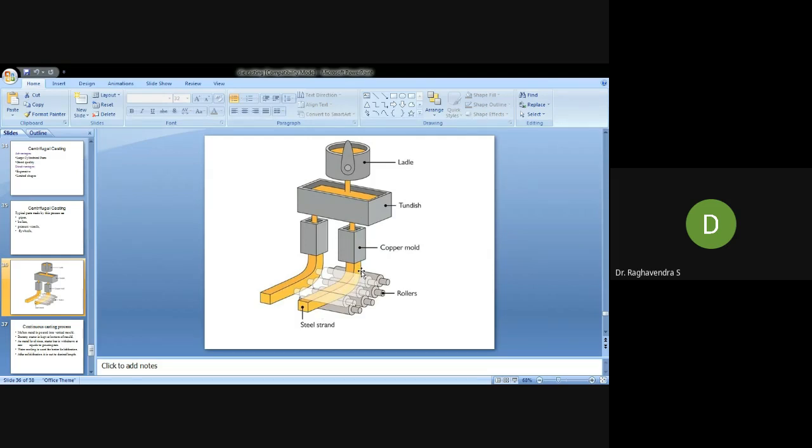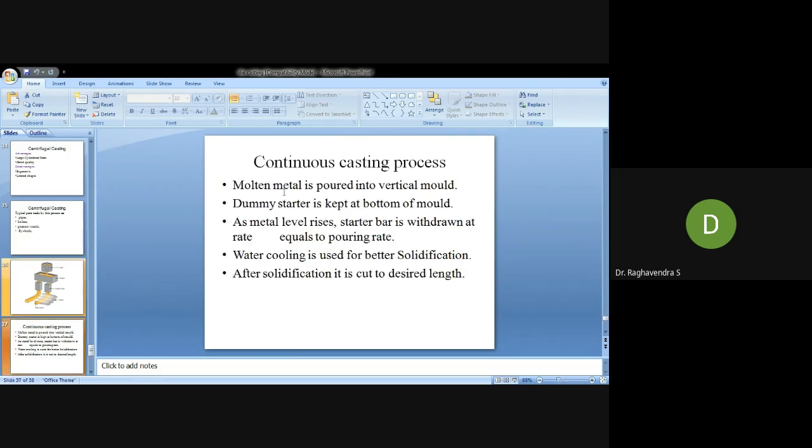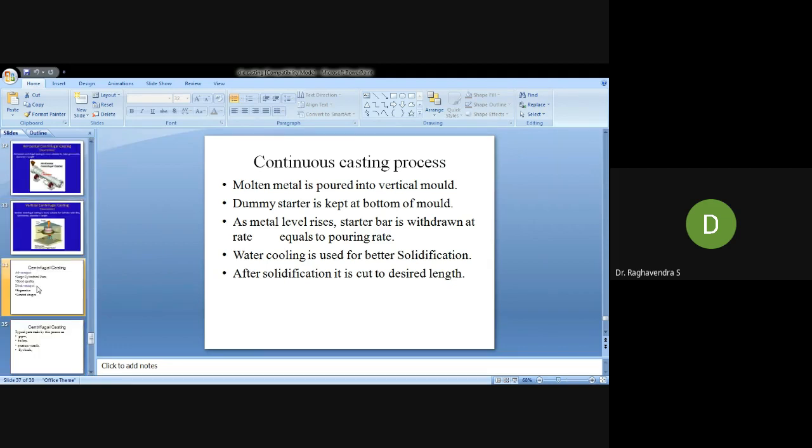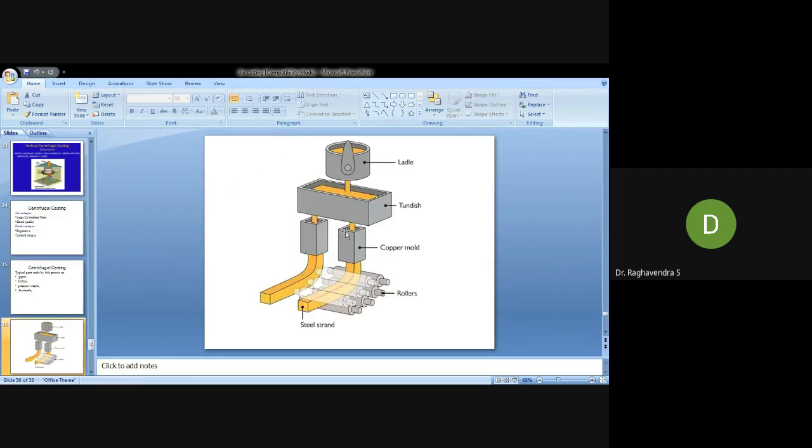You get square, continuous, meaning very lengthy bars. Very lengthy circular bars, very lengthy square bars. What do you call a pipe kind of structure? You can remove a very lengthy pipe. You can take a note from this. Why is this called continuous casting? Because the molten metal is poured in the vertical mode. A dummy starter is kept at the bottom of the mold. As the metal level rises, the starter bar is withdrawn. Can you see this? That this is withdrawn.